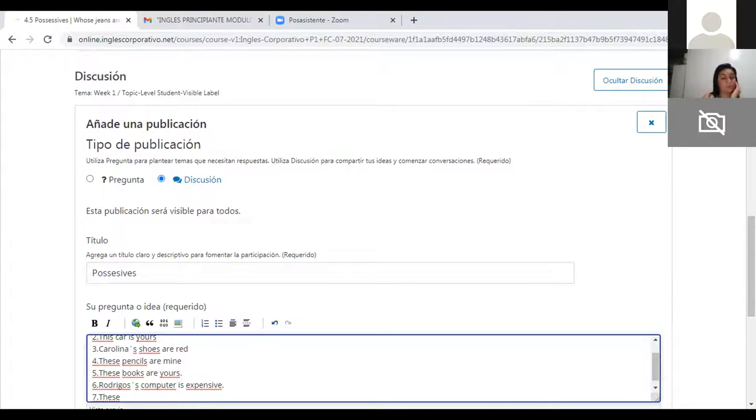Okay, Roxana's jeans. Roxana's jeans are, no me recuerdo cómo se llama, rotos. O con hoyo. Broken, como quebrado, no, rotos no, porque rotos es quebrado. Roxana's jeans are old.